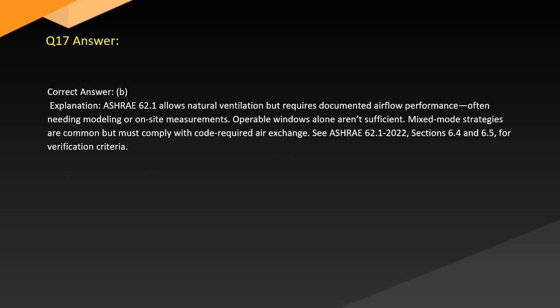Answer. Correct answer: B. Explanation. ASHRAE 62.1 allows natural ventilation but requires documented airflow performance, often needing modeling or on-site measurements. Operable windows alone aren't sufficient. Mixed mode strategies are common but must comply with code-required air exchange. See ASHRAE 62.1, 2022, Section 6.4 and 6.5 for verification criteria.